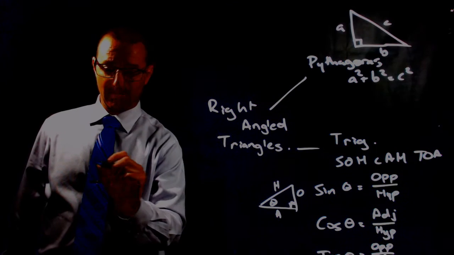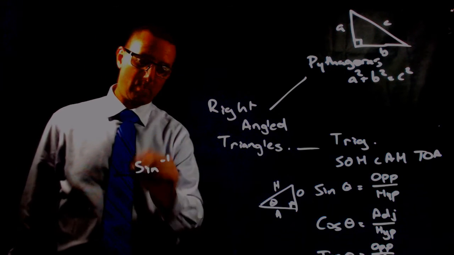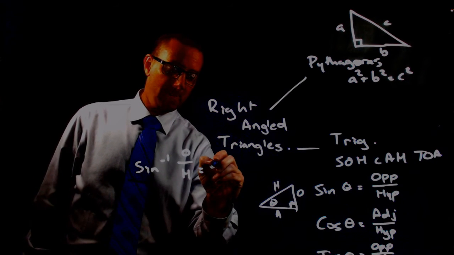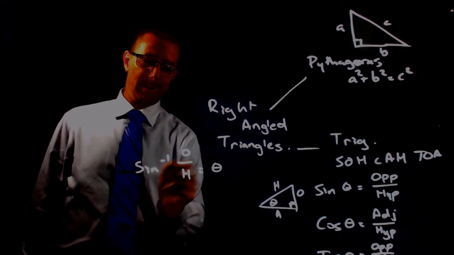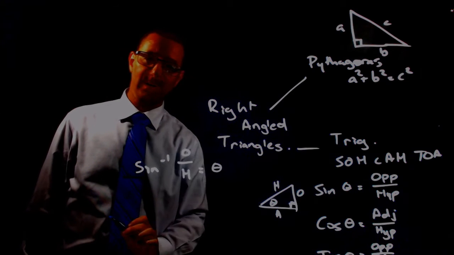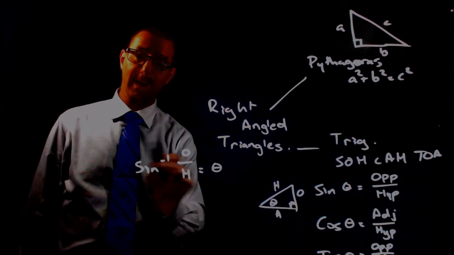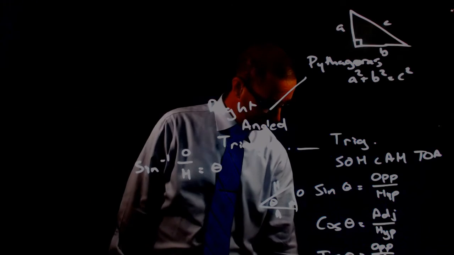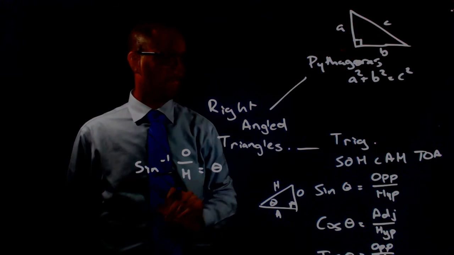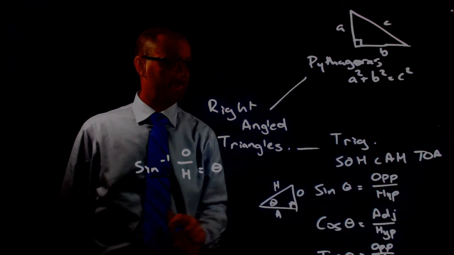So those are where we've got sine to the minus 1. And so we can work out the opposite over the hypotenuse being equal to theta. And so our inverse ratios can be used to find the angle. They're the same ratios here, but instead of using the sine button, you'd use shift sine and get the inverse ratio. Alright, so we've got Pythagoras' Theorem, a squared plus b squared equals c squared. The trigonometric ratios, SOHCAHTOA allows us to remember that.